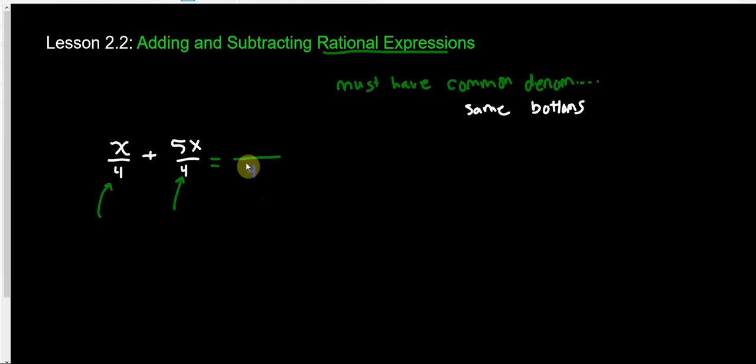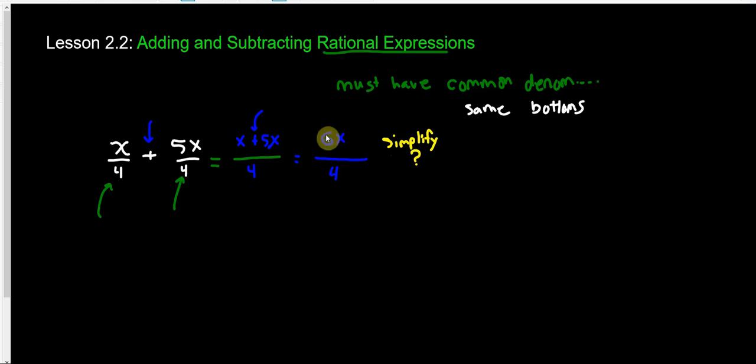It does not change. Then we put the two pieces together with the operation that we are doing. We're performing an addition, so we put the addition in between them. Then x plus 5x, we can handle that. That's 6x over 4. The denominator did not change. Now, one thing that we always do with rational expressions is look to see if it can simplify. We always check to see if it can simplify.